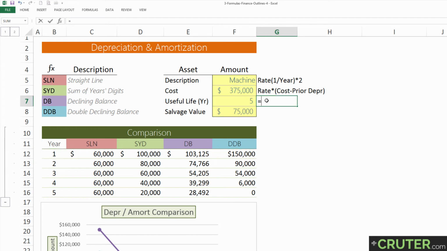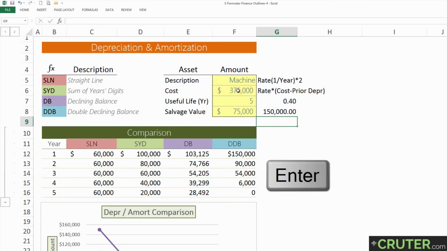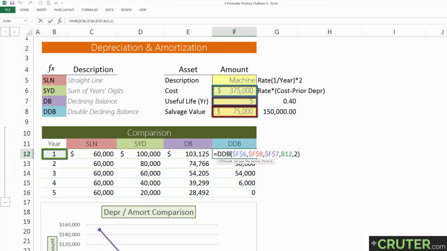So let's go ahead and write this formula. So the rate is going to be 1 divided by the years 5 and then multiply by 2. That's our rate of 40%. And then each year we're going to go ahead and take this rate and then multiply it against the cost less the prior year depreciation, which we have 0 here, and I'm going to close it up. You'll see that we get 150,000. It's exactly what the formula calculated down here.